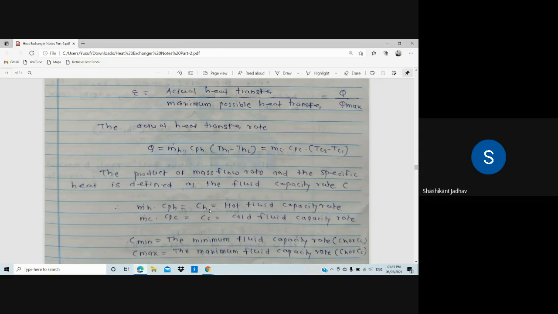Similarly, next line we have to write C max is equal to the maximum fluid capacity rate in bracket Ch or Cc.